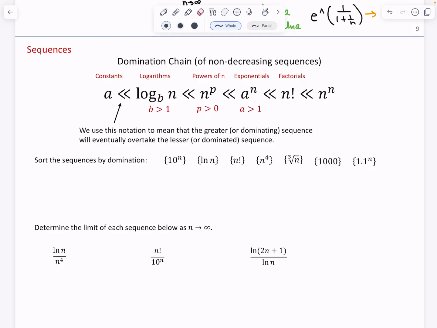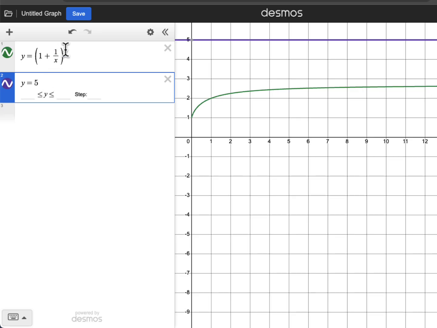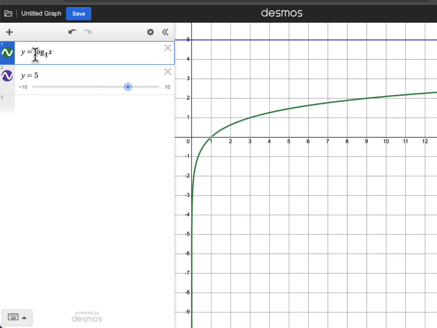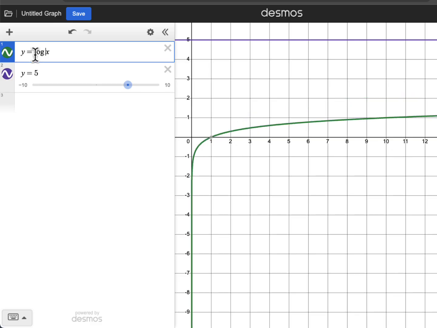To illustrate this, let's graph a constant y equals 5 and graph a function that's a logarithm. Let's just do log base 10 of x. Remember, if the base is 10, I don't need to put a base here. But if you want to do a log base 3 of x, you can pick any log base you want as long as the base you pick is more than 1. You can even do a natural log of x, which is a log base e. But it doesn't matter which log you pick as long as the base is more than 1.